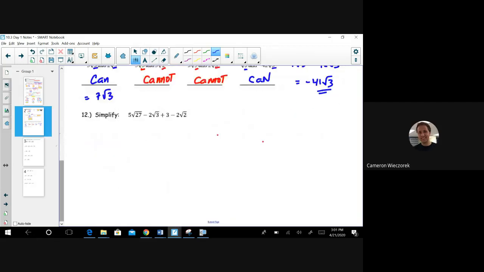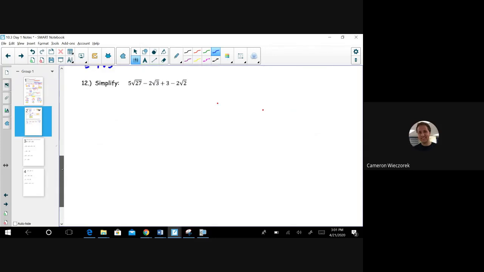All right, last one I want to walk you through is number 12. So you got 5 rad 27 minus 2 rad 3 plus 3 minus 2 rad 2. Okay, take it one step at a time. Treat it as 4 little mini problems. Step 1, step 2, step 3, step 4. Each little piece of the sum and difference is going to be a step in the problem.